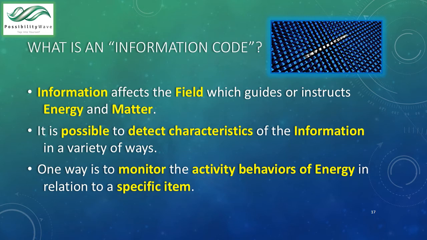It's possible to detect characteristics of this information in a variety of ways. David Bohm said it's an implicate, a kind of a hidden order. So there are ways to detect these characteristics that are typically not easily detectable most of the time because their intensity by our relative measure is so low. So we can bring up the expression, and once it's brought up, we can monitor this. These activity behaviors of the energy have a direct relationship to the specific item, or they are the item. Even saying that they have a relationship is sort of a faux pas.